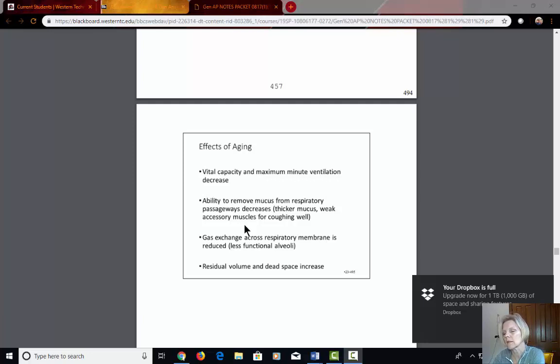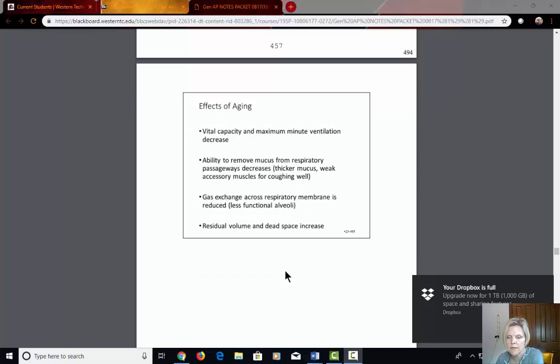We find that the alveoli start to break down. There's less surface area for gas exchange, so they don't get oxygen as readily as a younger person, or they can't blow off carbon dioxide. So as a result, they're going to have a harder time with exercise, or even just walking across a parking lot if they're not in shape at all, because they just don't have the functional alveoli as a younger person would. That leads to a larger residual volume and dead space, which is the area in the lungs where there is no gas exchange. So if we have less functional alveoli, that's going to increase that space where there is no gas exchange.